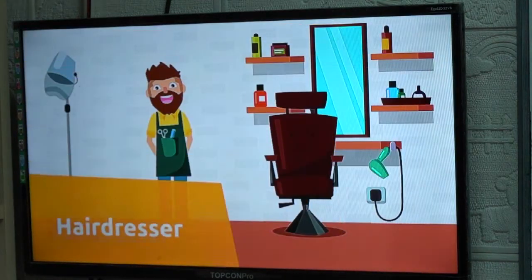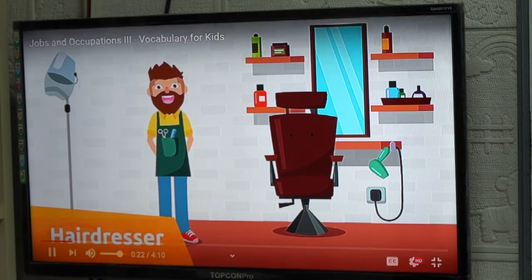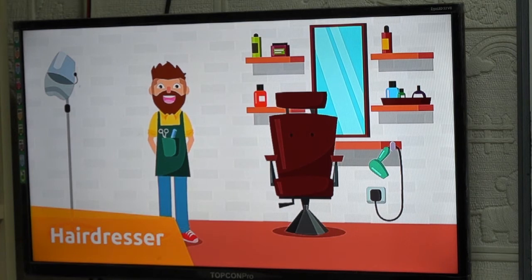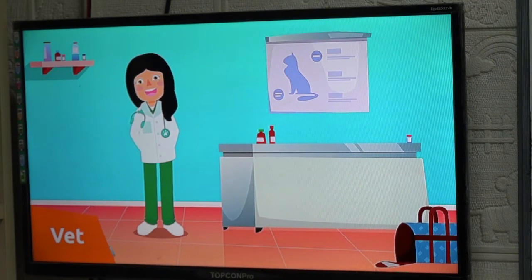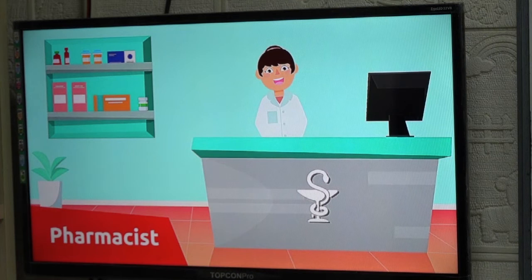Hairdresser. Hairdresser. Hairdressers cut and comb the hair of their clients. They work at the hair salon, use scissors and a blow dryer. Hairdressers. Hairdresser. Vet. Vet. Vets treat animals that are sick. Vet. Vet. Pharmacist. Pharmacist. Pharmacists sell medicines and healthcare products. They work at the pharmacy. Pharmacist. Pharmacist.